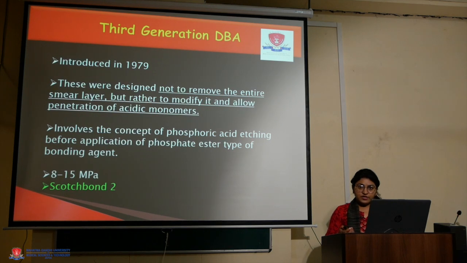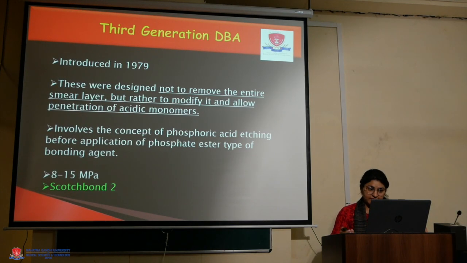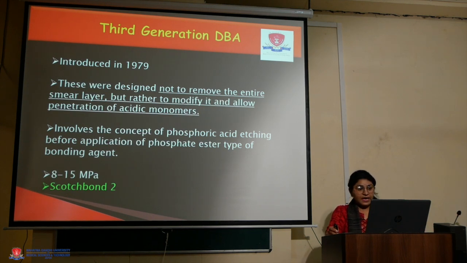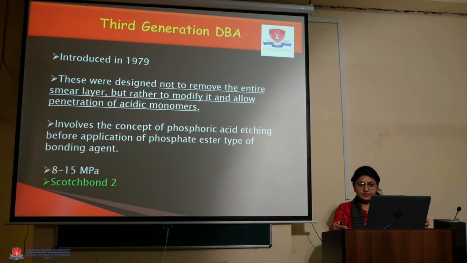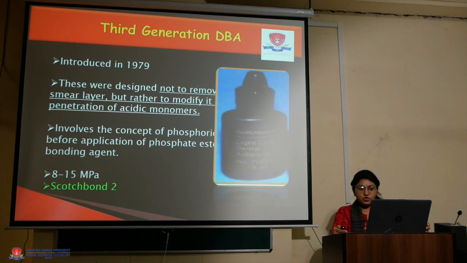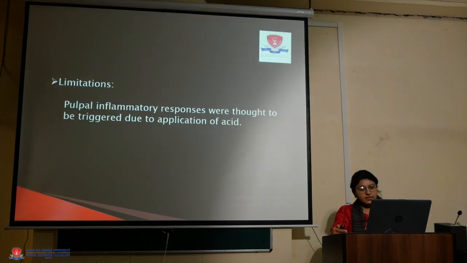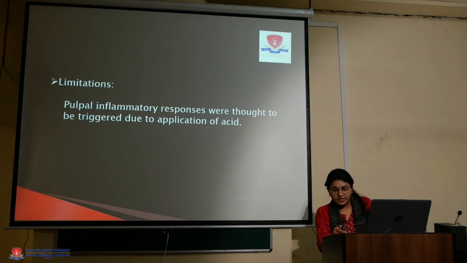Then the third generation. It was introduced in 1979, and these were designed not to remove the entire smear layer but rather to modify it. Earlier we were using the smear layer, now we modify it. It involves the concept of phosphoric acid etching before application of the phosphate ester type of bonding agent. Since there was a modification, bond strength improved to around 8 to 15 megapascals, and an example is Scotchbond 2. But yes, the limitations remain. The pulpal inflammatory responses were thought to be triggered due to the application of acid.